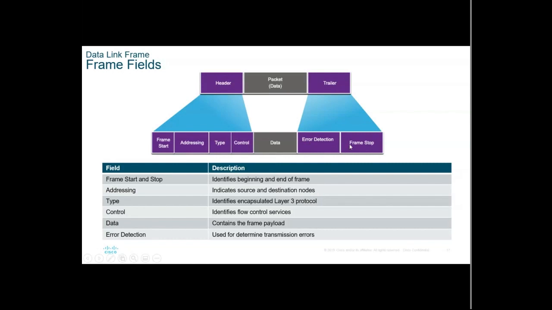And then at the trailer, we've got error detection and frame stop. Frame stop meaning this is the end of this frame. Error detection meaning that once you get all of this, if you do this computation, you should end up with this value. And then if you receive this and you do the same computation, and you receive the same value, you know that the data hasn't been corrupted. But if you get a different value, maybe it's been corrupted, and you should ignore it and ask for retransmit.